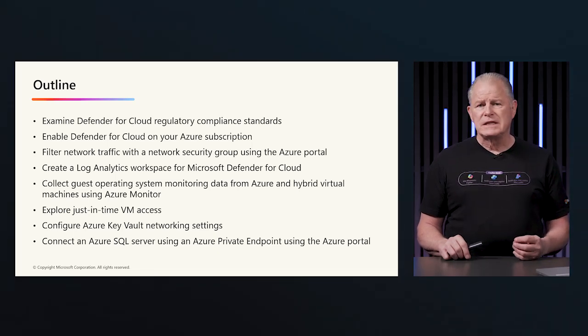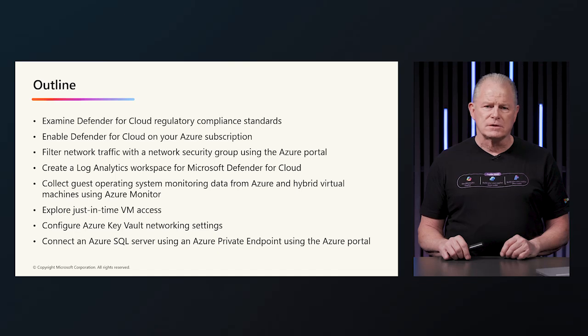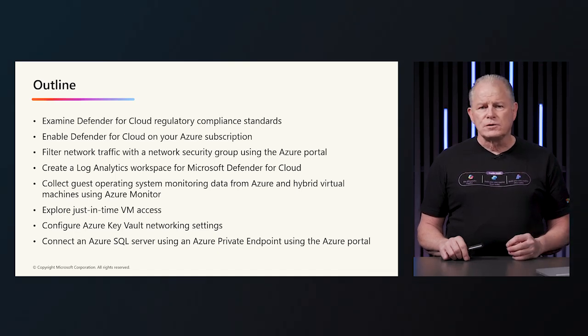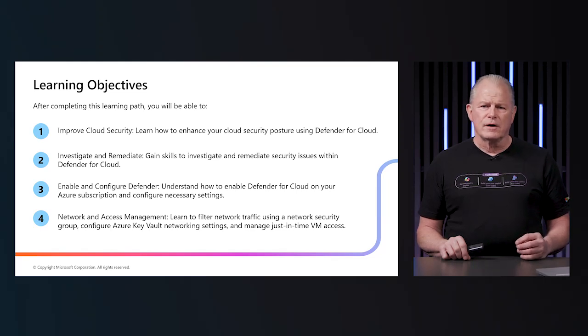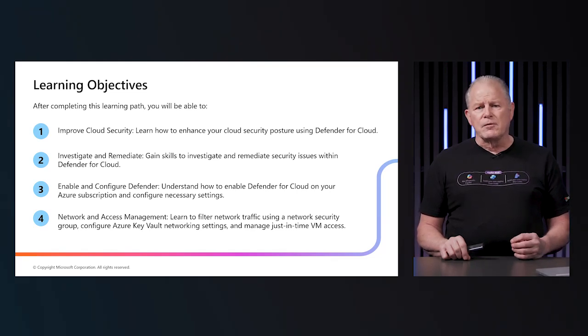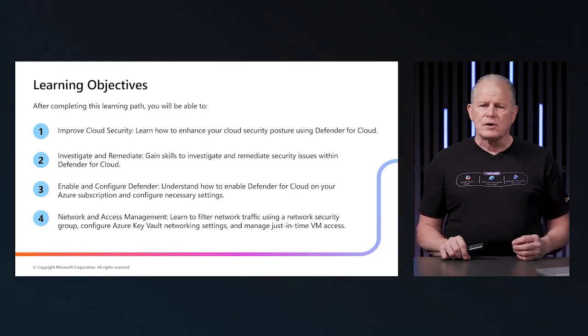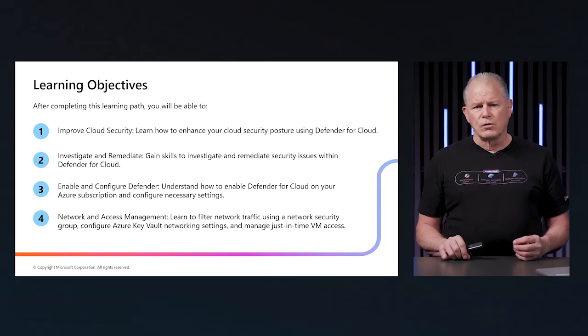If you want to do these, you will need an Azure environment with a subscription and the necessary role assignments capable to deploy the required resources. Starting with the third module, we will start to work with specific resources to configure compliance controls. The objectives include improving cloud security postures using Microsoft Defender for Cloud, investigating and remediating security issues, enabling and configuring Defender for Cloud on Azure, and managing network traffic and access controls.